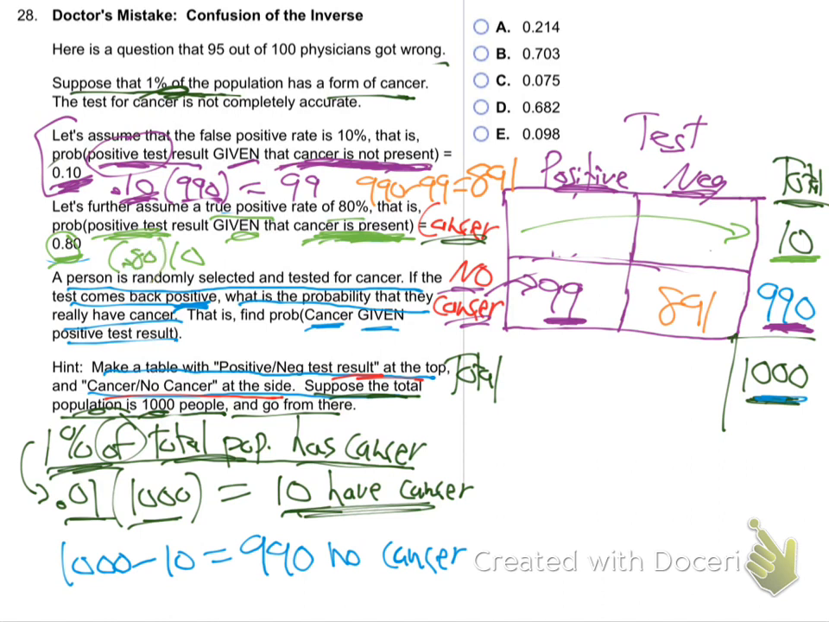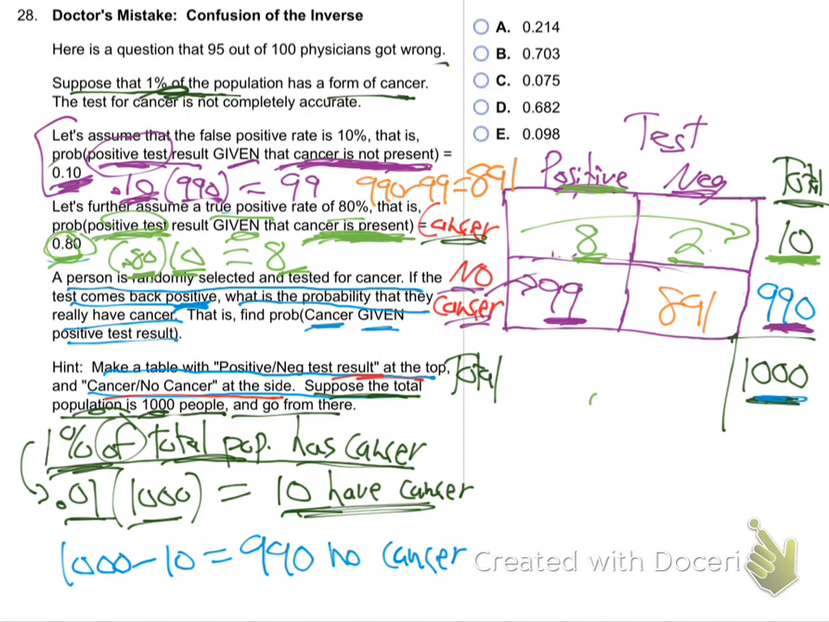80% of them, 0.80 times that, which your calculator will tell you is 8, right? 80% of the 10 people, 80% of those that have cancer get a positive result. So that's 8 people get a positive result. That's right here. Those 8 people, out of all 10 people with cancer, 80% of them, 8, get a positive test result. Well, then 2 must get negative, because that has to total 10, right?